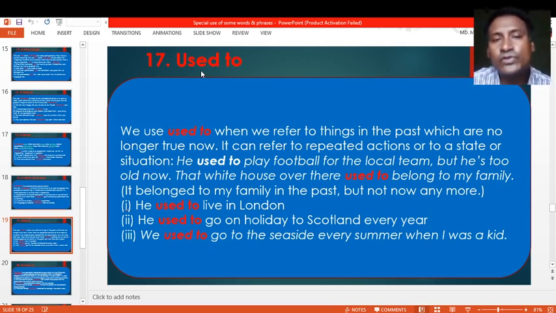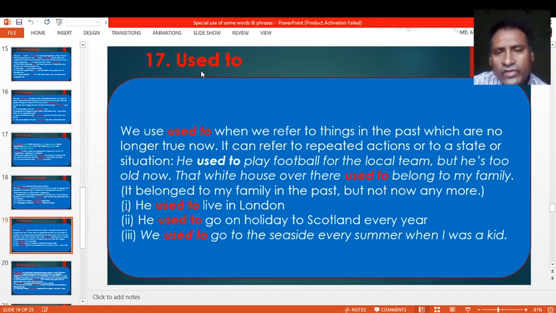Next, used to. We use used to when we refer to things in the past which are no longer true now. So, which are no longer available now. It can refer to repeated actions or to a state or situation. He used to play football for the local team, but he's too old now. So you know that at present that person is not young. He is old now, so that person now cannot play. He does not play now. He used to play previously.